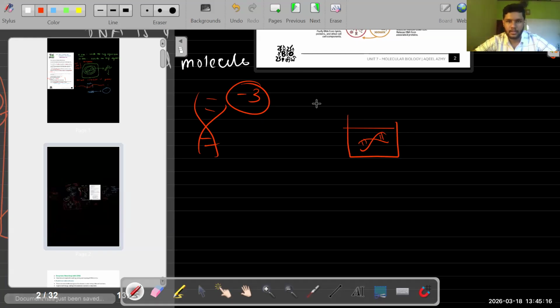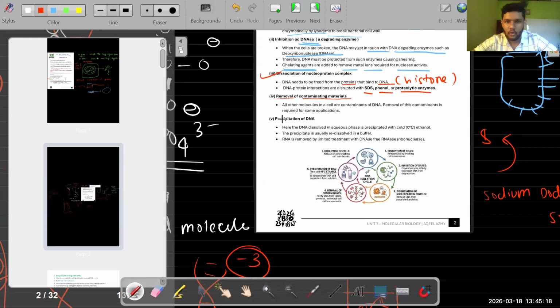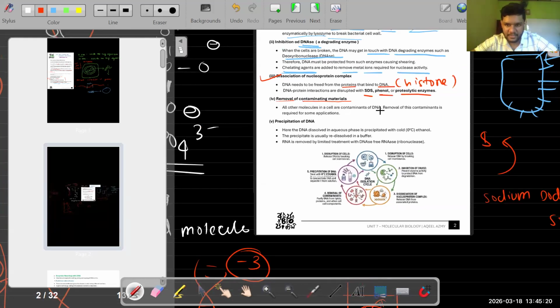Yes. Okay. Then you can understand this. All other molecules in the cell are contaminants of the DNA. Removal of these contaminants is required for some other applications, right? For some applications, the extracted DNA is used in various applications. That is correct, right? Now, after removing the contamination also.